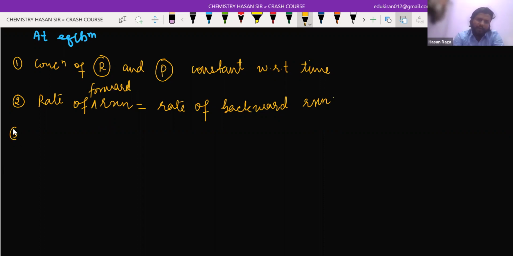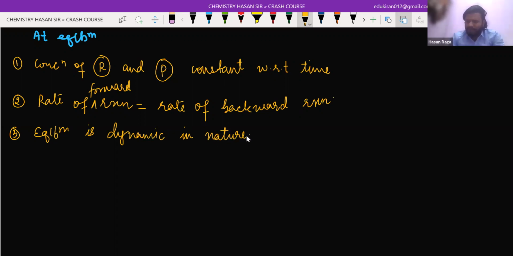And the third, which is very important, equilibrium is dynamic in nature. That's simple. That means basically equilibrium is dynamic. They are in motion. Product into reactant, reactant into product. Is that clear?